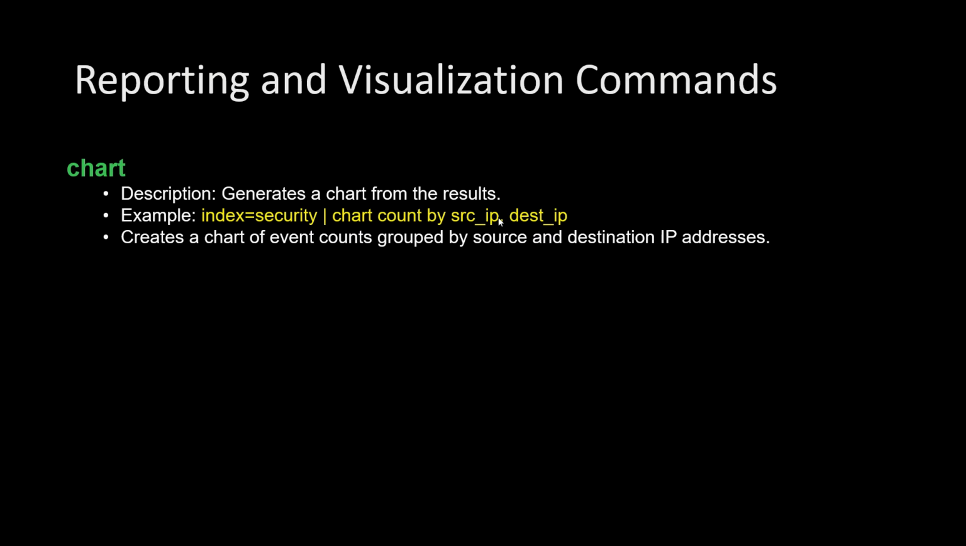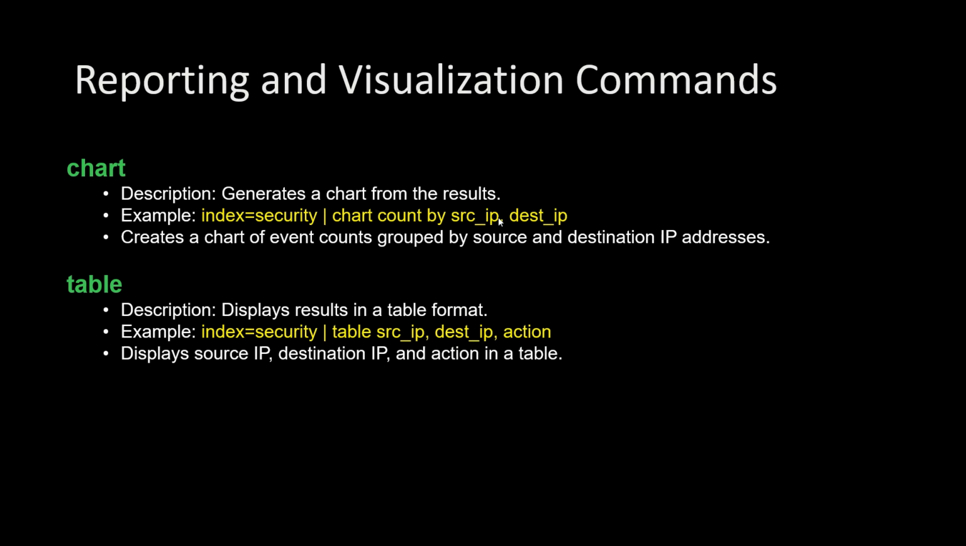Okay. Next, let's talk about the reporting and visualization category. In this, we have chart, which is very important because it generates a chart from the results that we have. So chart count by source IP and destination IP creates a chart of event counts grouped by source and destination. Then we have table. This displays the result in table format. So let's say I want to see all the data with source IP address, destination IP address, and the action. I can see them in table format.